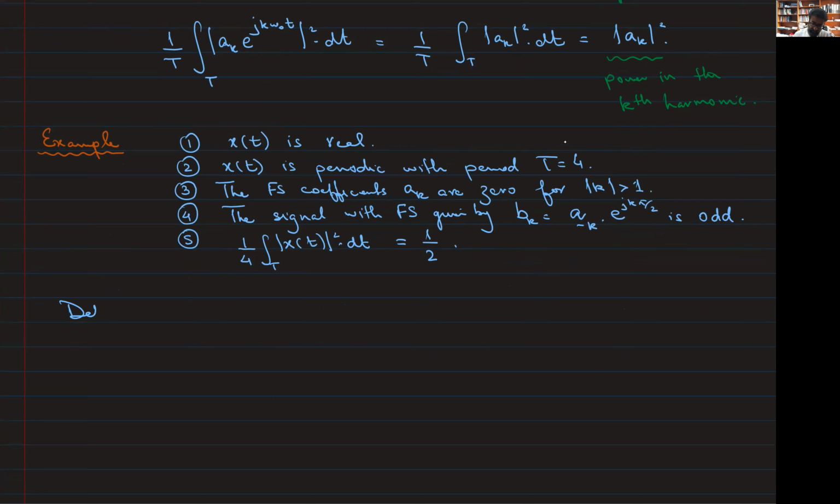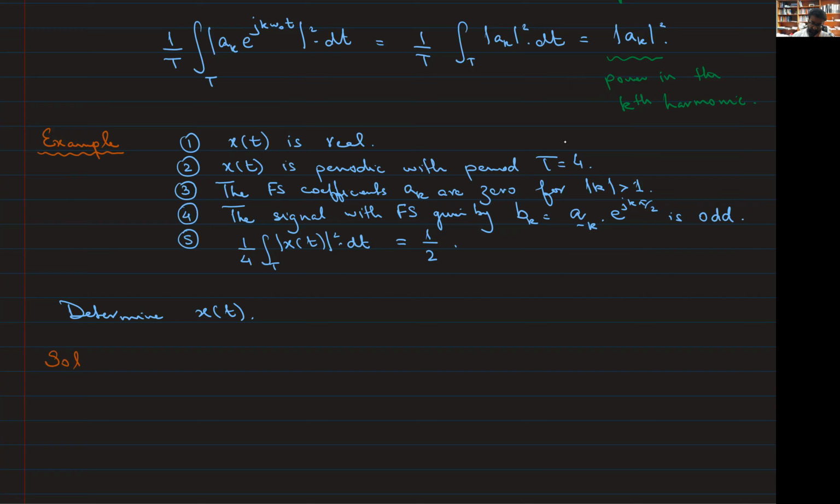determine x of t. So you're given all of these conditions about the signal, in particular some properties of the Fourier series coefficients of this periodic signal. You don't know what the time domain signal is. And from these conditions 1 through 5, we are required, if we can, to determine what the time domain periodic signal x of t is. That's our exercise problem.